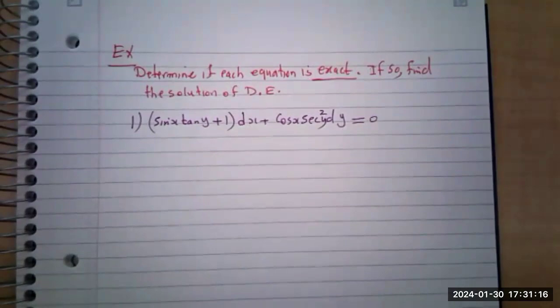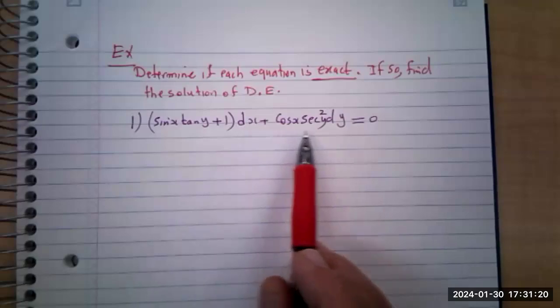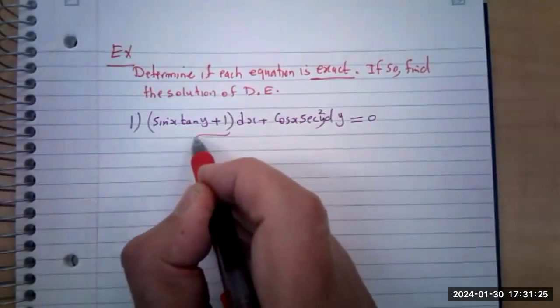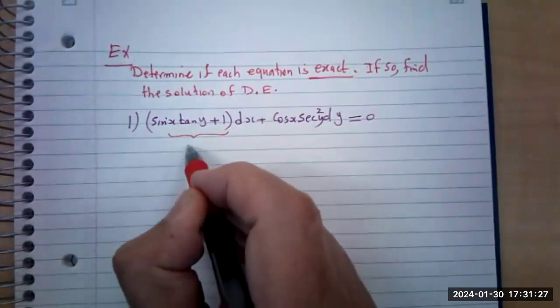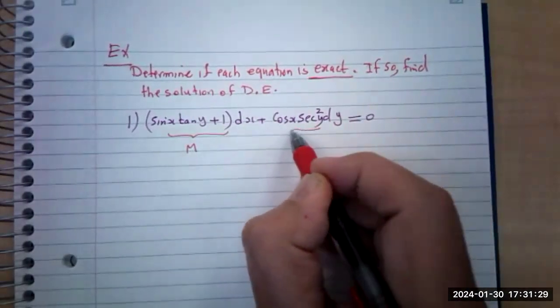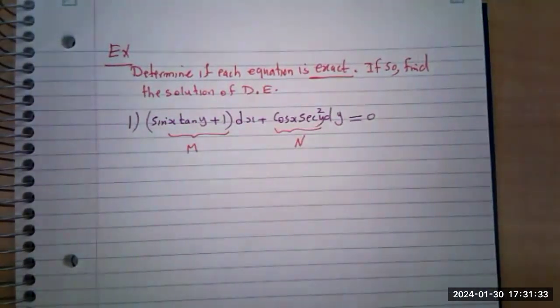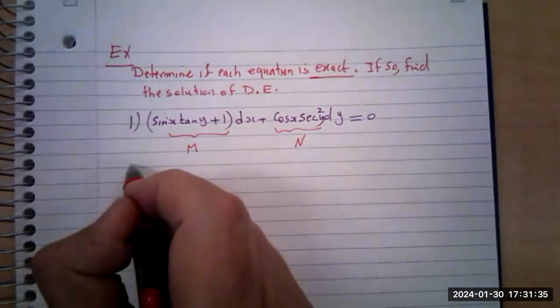Okay, you identify M and N. M is the coefficient of the dx. N is the coefficient of the dy. So this is going to be M, and this is going to be N. Okay, so this is going to be the solution.